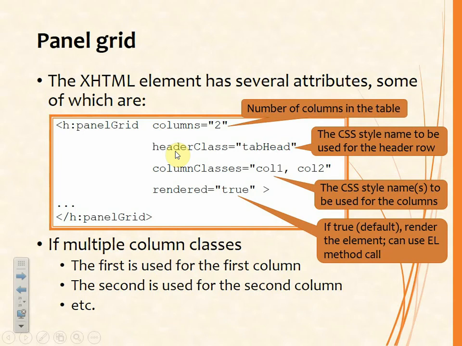And the other attribute that I'm showing here is not limited only to panel grid. You can use it on any of the UI components. Rendered equals and then either true or false. If it's false, then it doesn't display. So what's the point of having it?